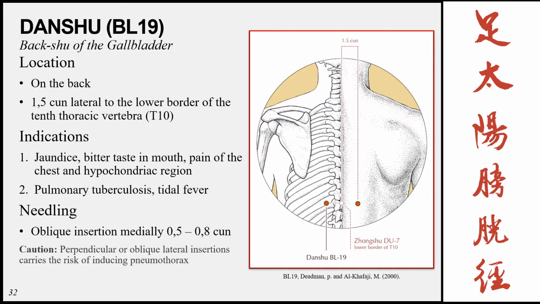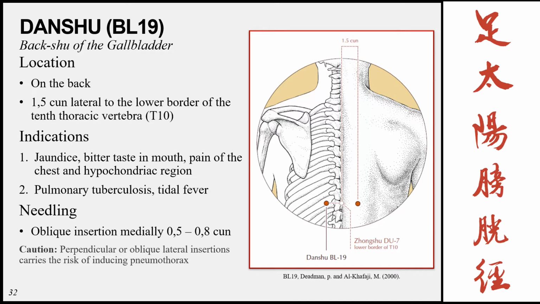Good day, class. So today we'll be continuing our lectures on the bladder meridian, and we'll be starting with DACHANGSHU, bladder 19. So this is the back shu of the gallbladder, and it is located on the back, approximately 1.5 cun lateral to the lower border of the 10th thoracic vertebra. And then if you look here, it's a back shu of the gallbladder.